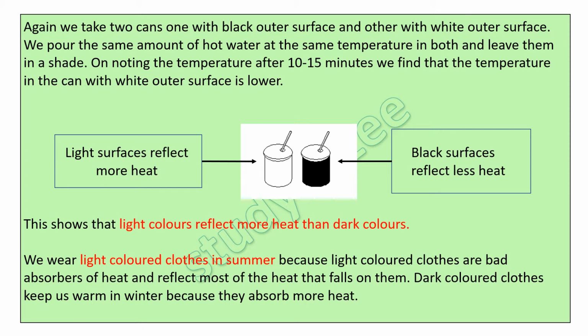We wear light colored clothes in summer because light colored clothes are bad absorbers of heat and reflect most of the heat that falls on them. Dark colored clothes keep us warm in winter because they absorb more heat.